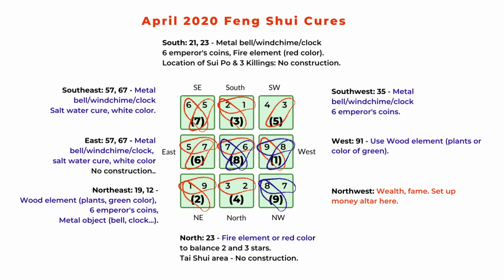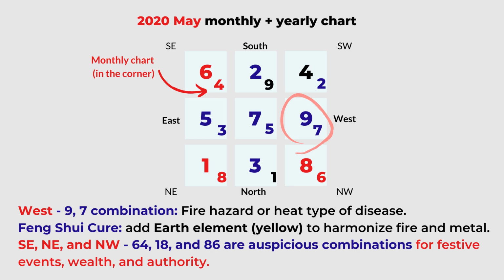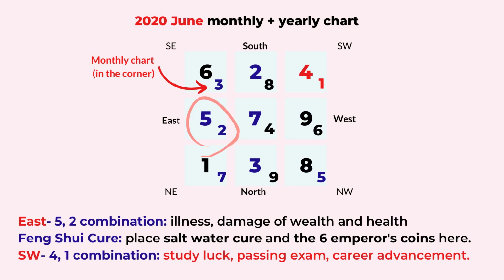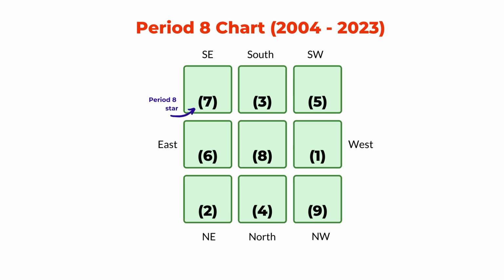This is Shi Tian. Last week we talked about the monthly chart for March, April, May, and June. Today we are going to look at a more detailed flying star chart for the month of April. And we also want to look at the period 8 chart to see all the different combinations, the meanings, and the best way to set up feng shui for April.